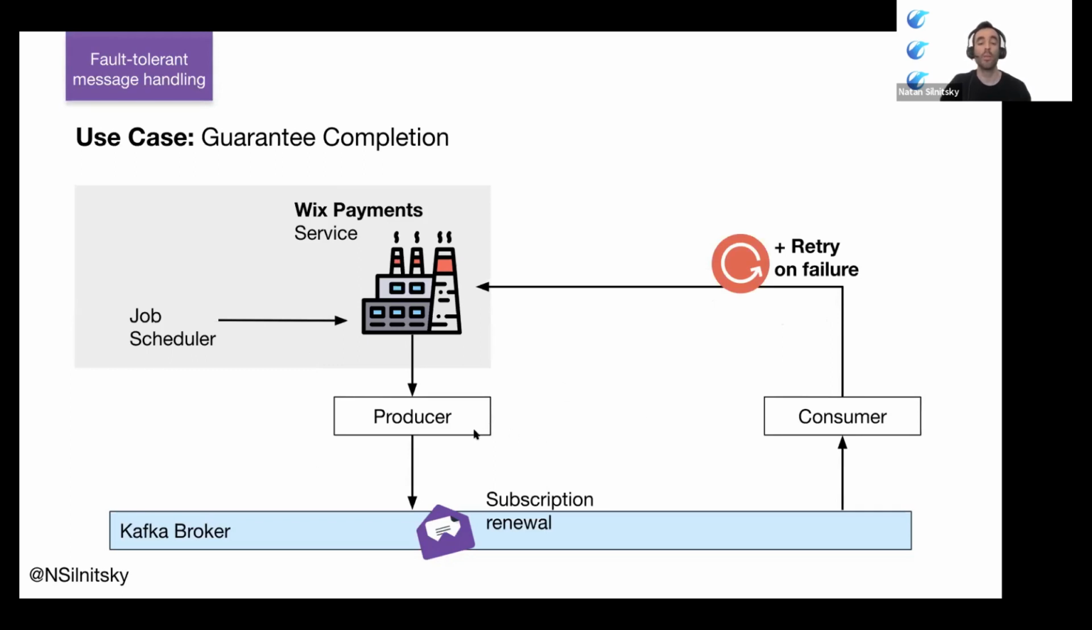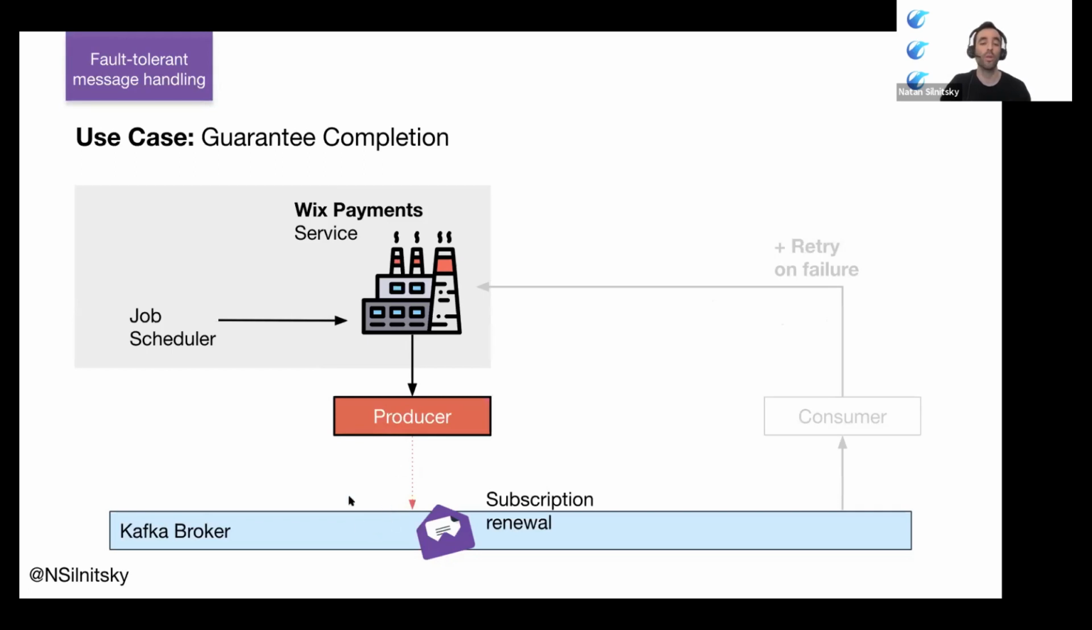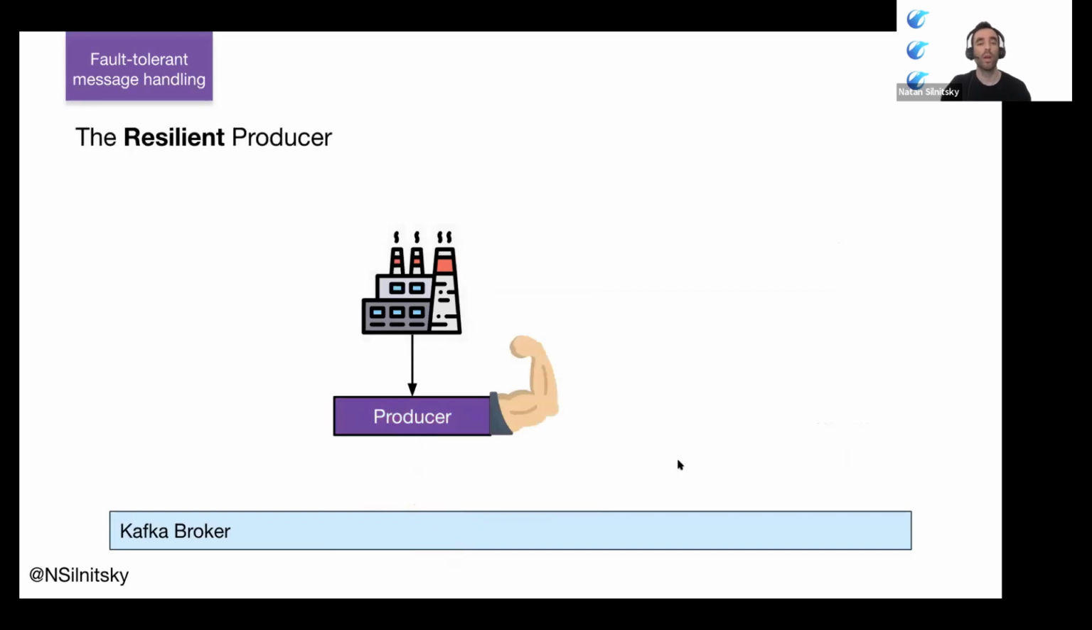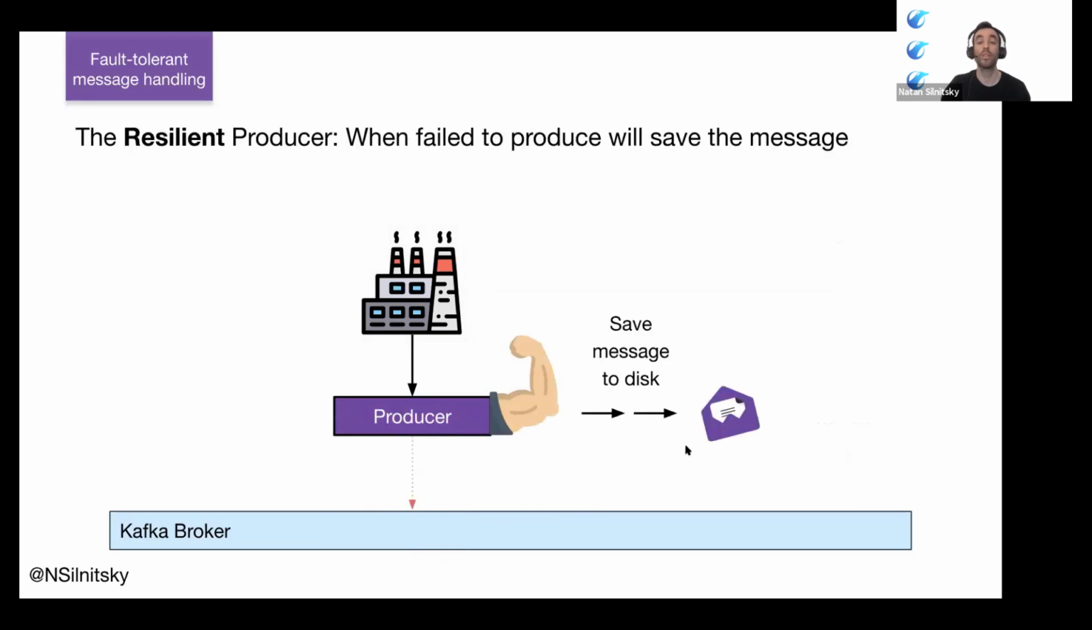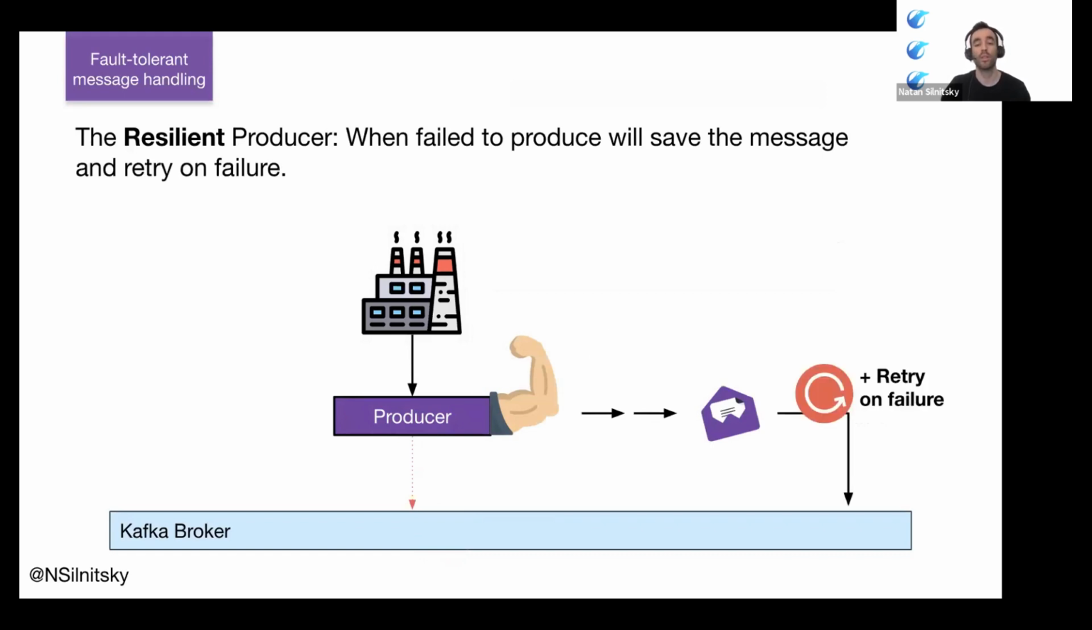But what happens if the producer actually fails to write to Kafka? Maybe there's a specific network issue between this Kubernetes pod and the Kafka broker, or this Kafka broker is acting badly for some reason. We don't want to lose any messages, right? So for that, Greyhound offers a resilient producer that first saves the messages to disk, and only then produces the message to Kafka. And of course, it will retry in case of failures. So here again, we can make sure that messages will eventually be produced to Kafka.